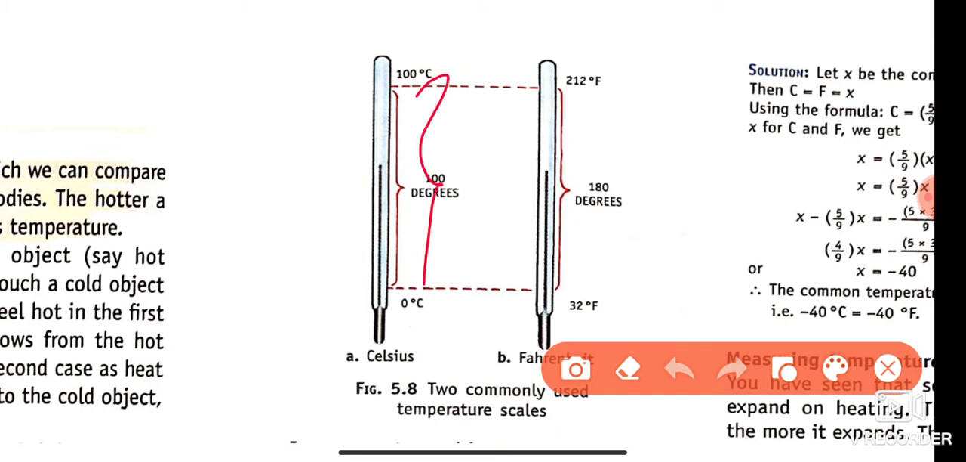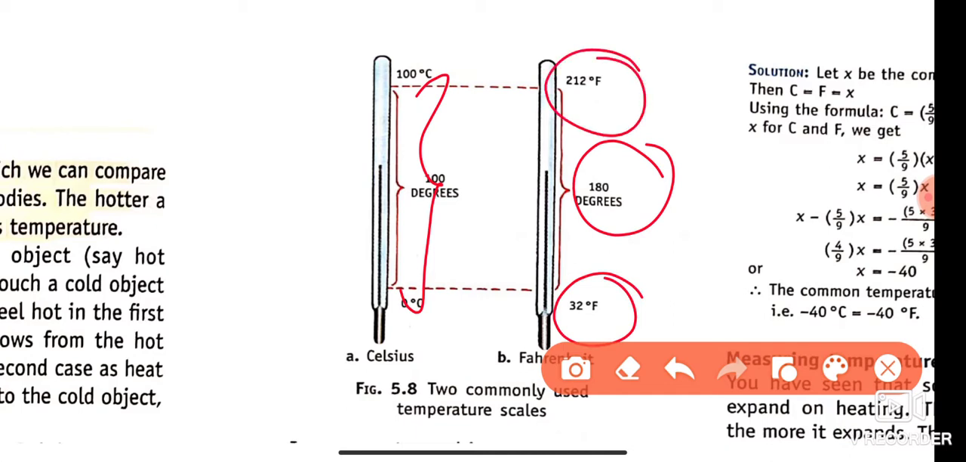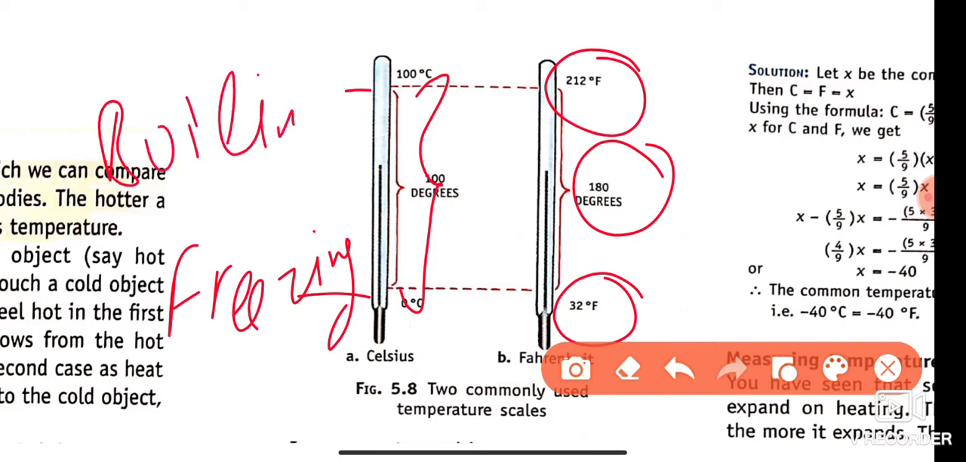A total of 100 divisions are present on the Celsius scale from 0 degree to 100 degree, and on the Fahrenheit scale a total of 180 divisions are present between 32 degree Fahrenheit and 212 degree Fahrenheit. This is the freezing point of water and this is the boiling point of water. The freezing point of water is 0 degree Celsius, and on the Fahrenheit scale it is 32 degree Fahrenheit. The boiling point is 100 degree Celsius, and on the Fahrenheit scale 212 degree Fahrenheit.